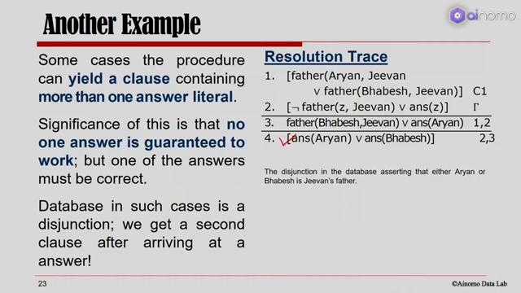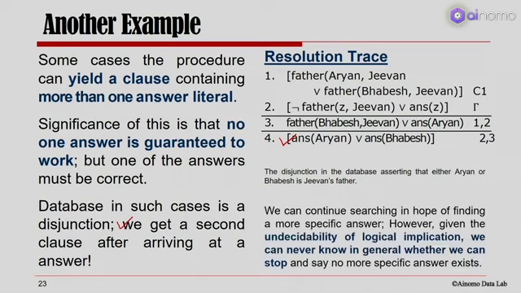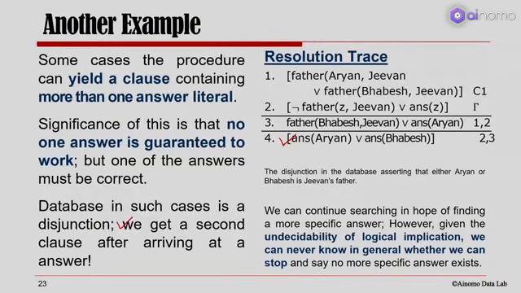This is precisely because we get a clause a second time after arriving at the answer. We can continue searching in hope of finding a more specific answer. However, given the undecidability of logical implication, we can never know in general whether we have exhausted all possibilities, whether we can stop and say no more specific answers exist. This is something that eludes us in answer extraction.